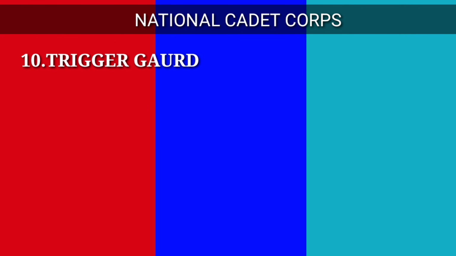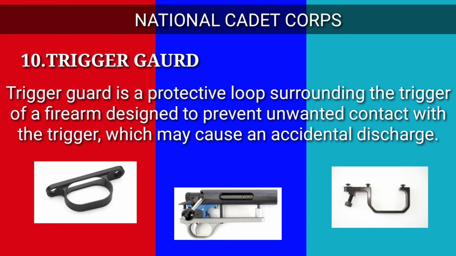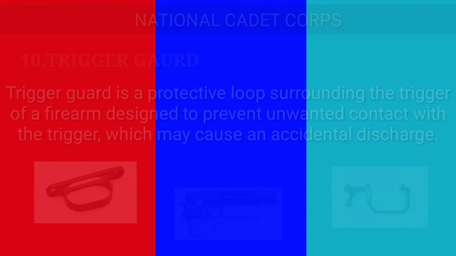10th one, trigger guard. A trigger guard is a protective loop surrounding the trigger of a firearm, designed to protect against unwanted contact with the trigger, which may cause an accidental discharge.